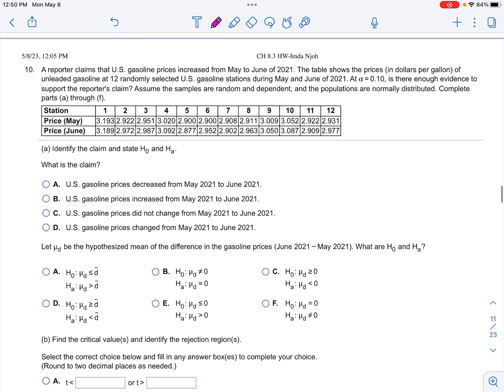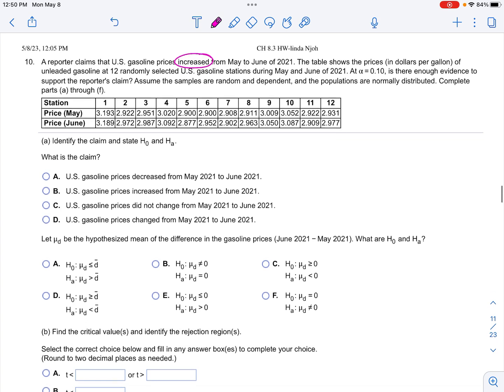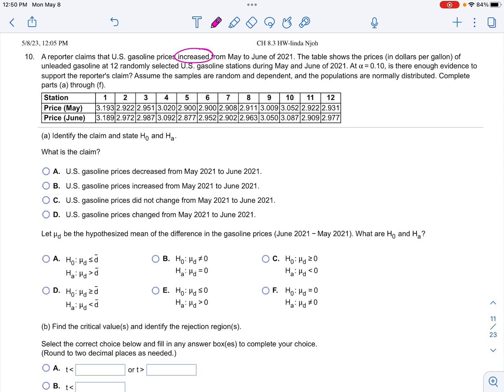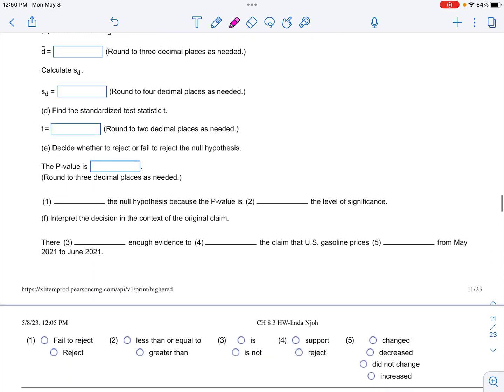Here, increase. A reporter claims that U.S. gasoline prices increased from May to June. If it's an increase, it's a less than sign. And we know how to do that. This is the same work over and over again. They gave you the conditions: samples random and independent, populations normally distributed. Enter the data and work on it.